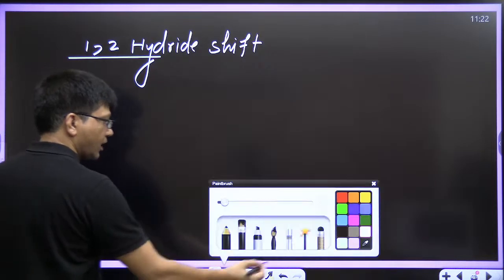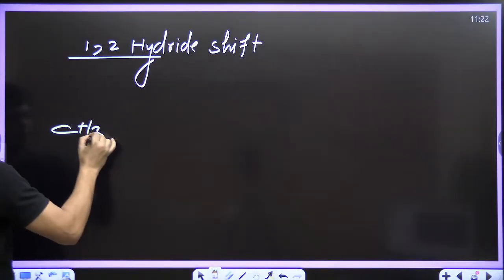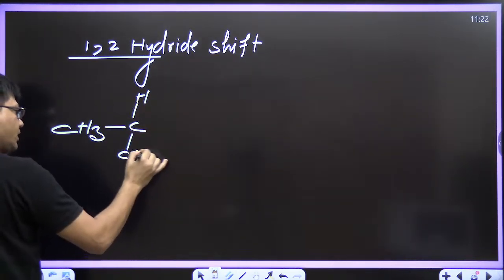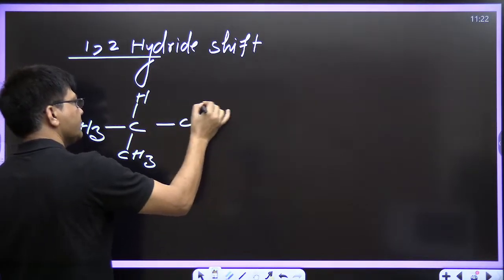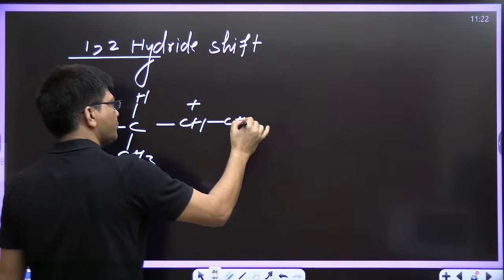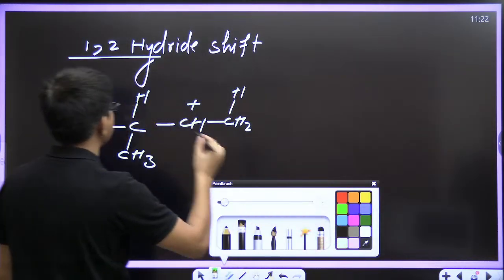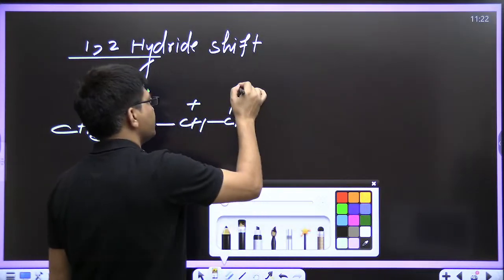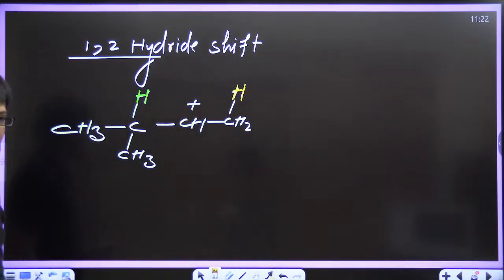Just focus on this carbocation. This is your carbocation: CH3, CH, CH3, CH positive, CH2, H. Let me change the color. This is green color hydrogen and this is yellow color hydrogen. In the examination, you will get the same type of color. In the examination, the color will not get changed.